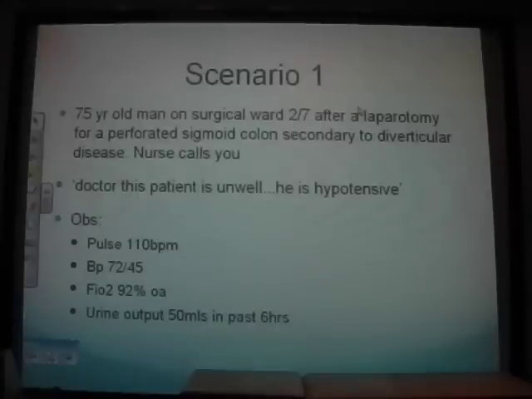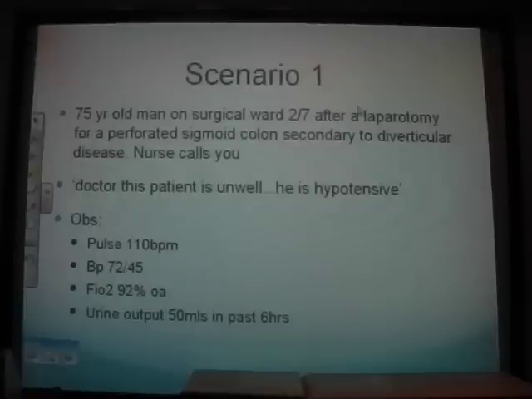What are your normal levels of FiO2 on a normal patient that doesn't have any respiratory conditions? Above 94. So BTS guidelines 94 to 98. If it's me, a normal patient, or if it's somebody that has COPD or is a CO2 retainer, it has to be 88 to 92.